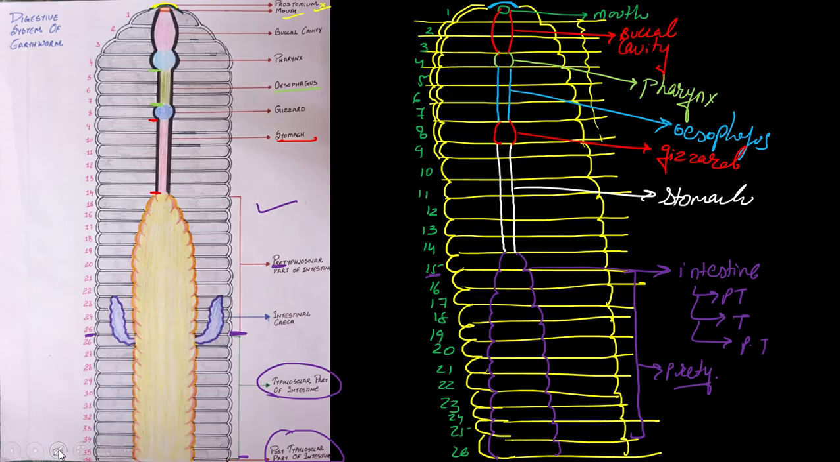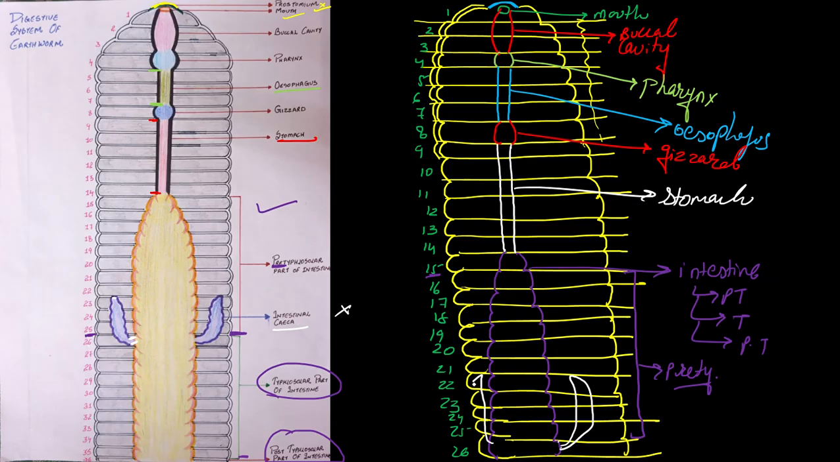Now, what is left in this picture is one thing, that is your intestinal caecum. Here you can see that the intestinal caecum is projecting out from the 26th segment and it is going till the 22nd segment. So in your answer paper, if you write that the intestinal caecum is present in the 26th segment, that will be wrong. It projects out from the 26th segment, that is correct. It is projecting in between 26 to 22 segment, that is also correct. But if you say it is present in the 26th segment, that will be wrong. So from the 26th segment till the 22nd segment, you have to draw the intestinal caecum.